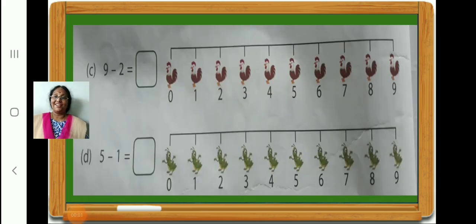Now children, let us do C. 9 minus 2. Come on children, circle 9.